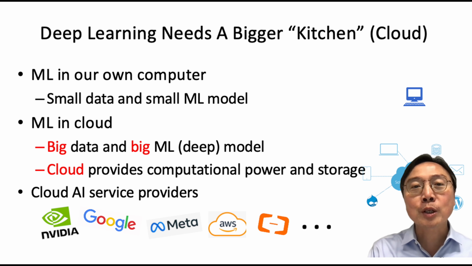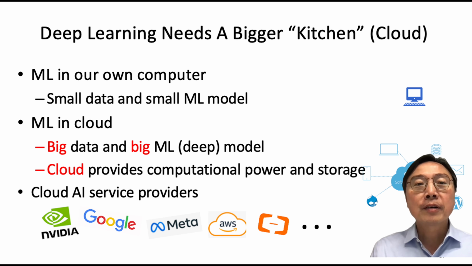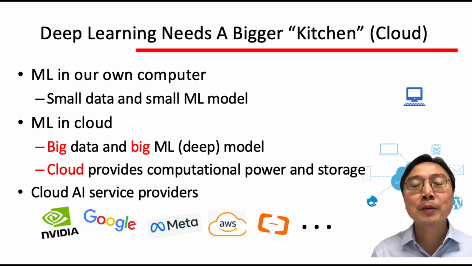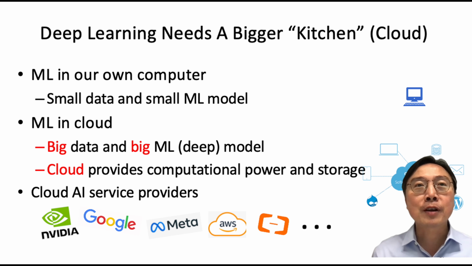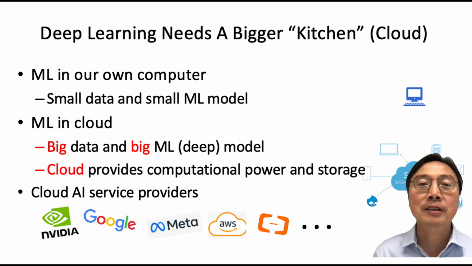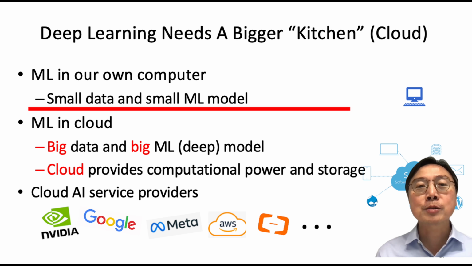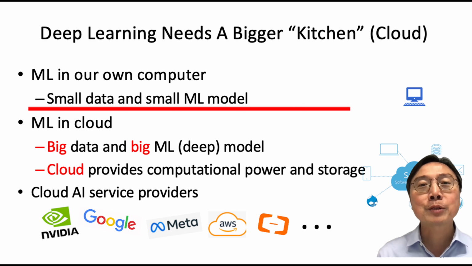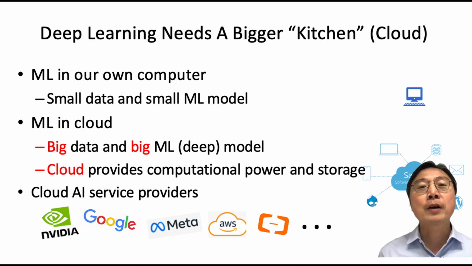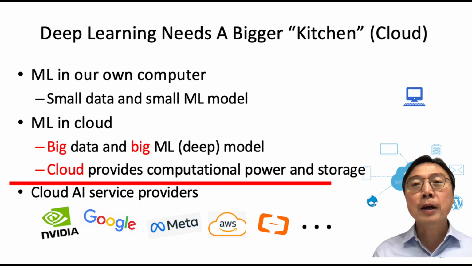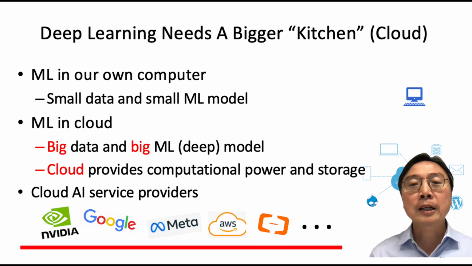Some more explanation regarding why deep learning is so powerful. Because it's so powerful, if we use cooking as the metaphor, it needs a big kitchen. That kitchen, normally we call it the cloud. These days, it's not difficult to know that we need cloud computing. If the data set is small and the machine learning model is small, we can just do it on our own computer, laptop, even a mobile phone. However, if the data set and models are very big, then we need the cloud that provides computational power and also storage. Who provides this kind of service? That includes NVIDIA, Google, Meta, Amazon, and there are many others.